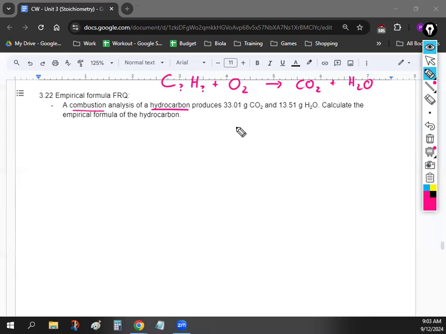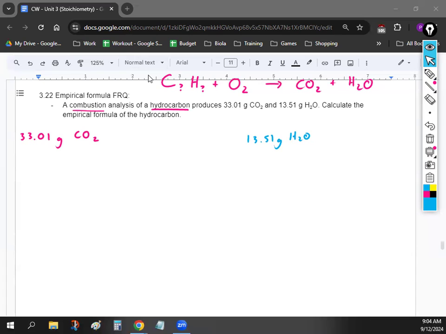All right, so here, the next pieces of information that we are given is that we have 33.01 grams of CO2. And the other piece of information is that we have 13.51 grams of H2O. Okay, and what we're trying to do is figure out what is the formula for this hydrocarbon right here, okay? Any questions on the information that's given in the problem? Okay, that's pretty much all that we can get for now.